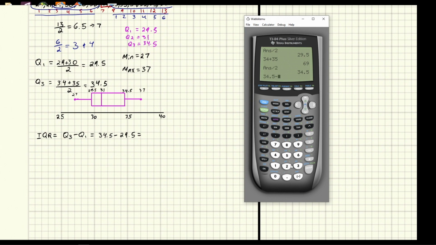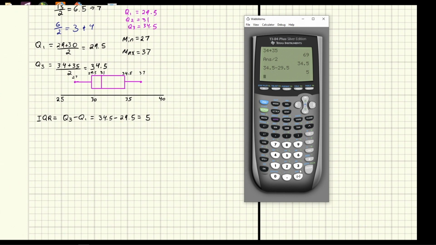34.5 minus 29.5, and we get 5. So there's our interquartile range. Then we have a lower fence, which is equal to 1.5 times the interquartile range minus the first quartile. That's going to be the lower. And then the upper is going to be the upper fence.